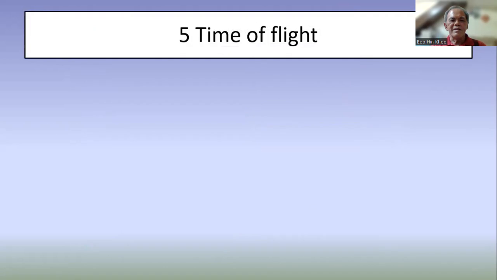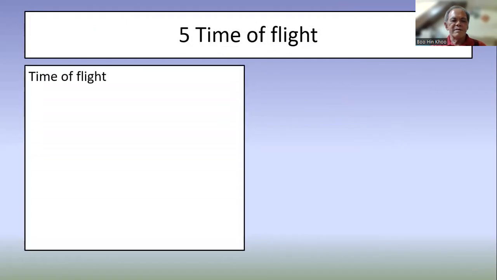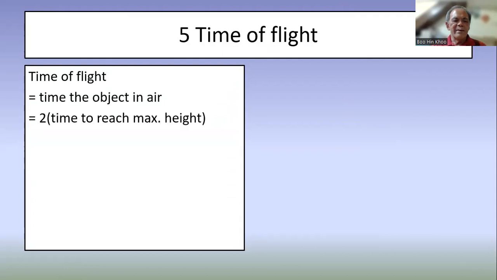Right? Fifth point, time of flight. Time of flight, the time the object is in the air, equals 2 times the time to reach maximum height. Right? The time to go up and the time to go down is the same.